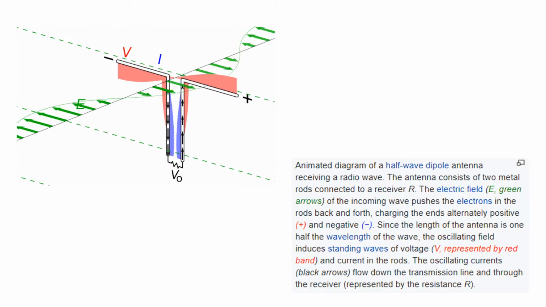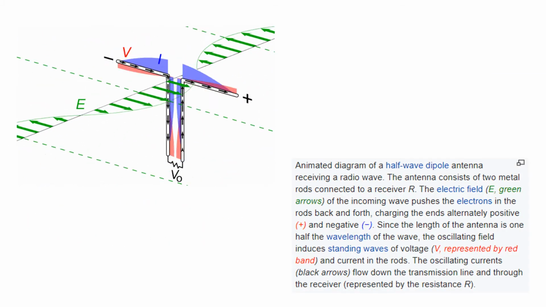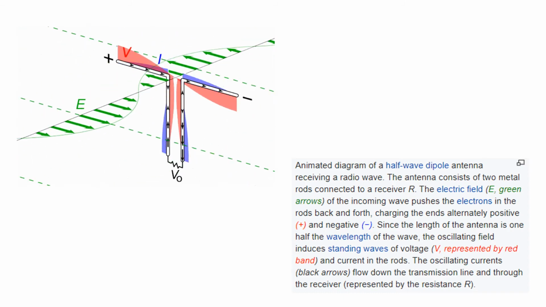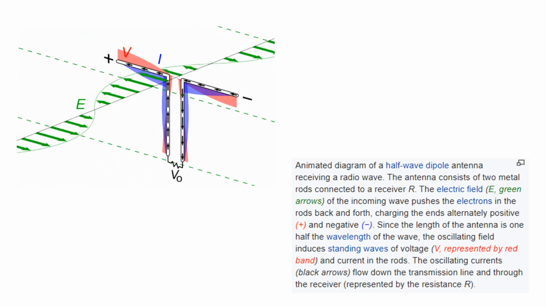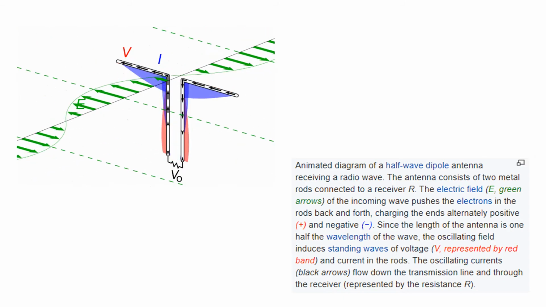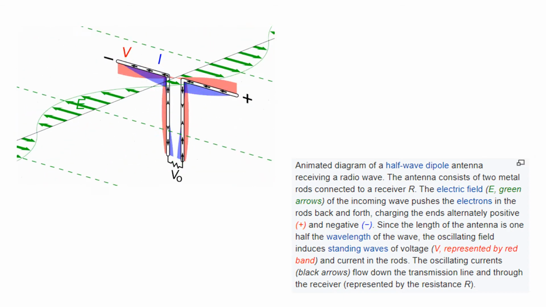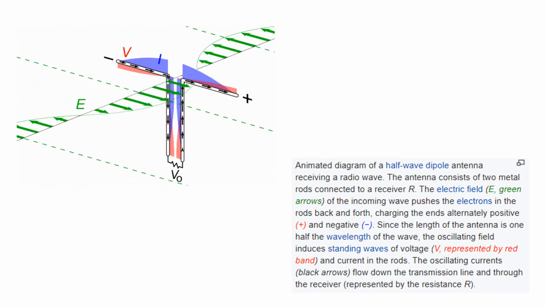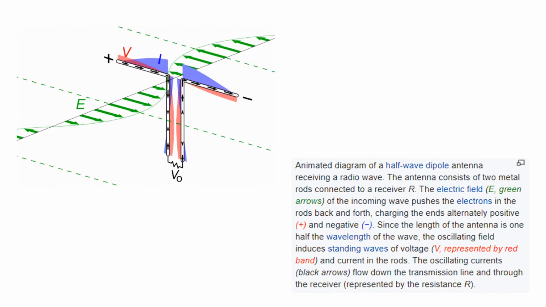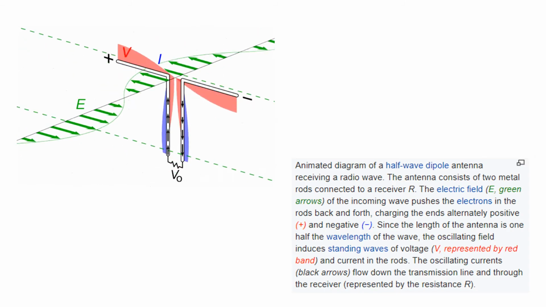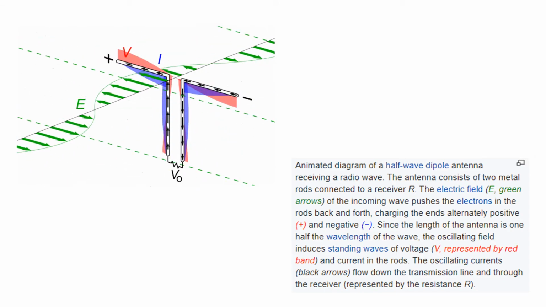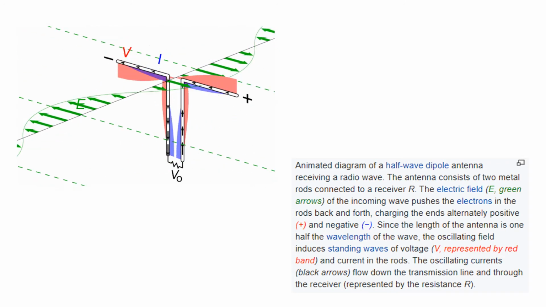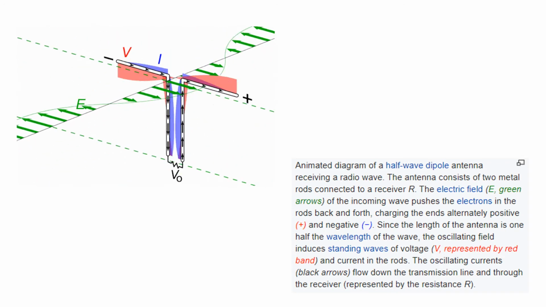Here is how a half-wave dipole antenna works as a radio receiver. The antenna consists of two metal rods connected to a receiver. The electric field of the incoming wave pushes the electrons in the rods back and forth, charging the ends alternately positive and negative. Since the length of the antenna is 1/2 the wavelength of the wave, the oscillating field induces standing waves of voltage and current in the rods. The oscillating currents flow down the transmission line and through the receiver.